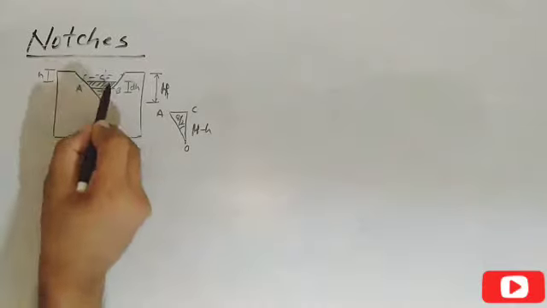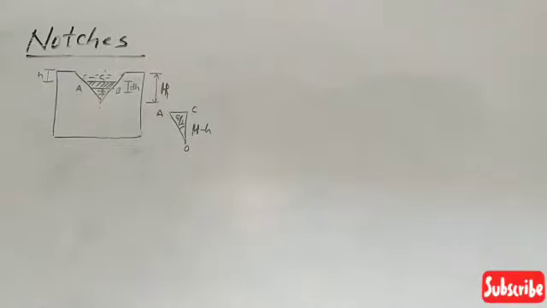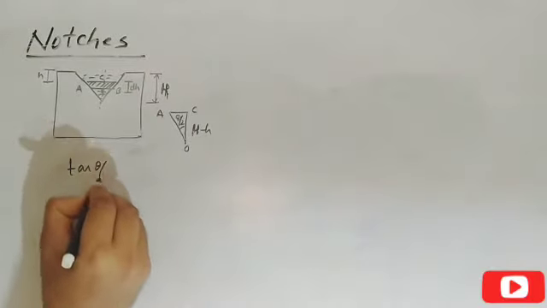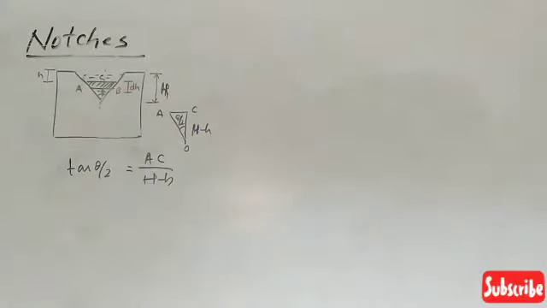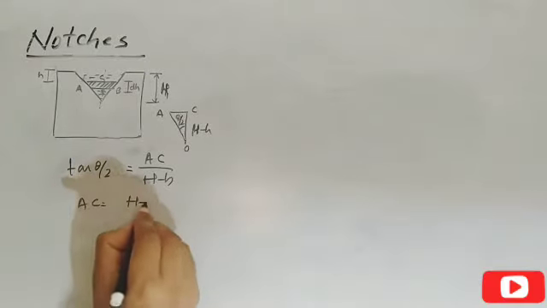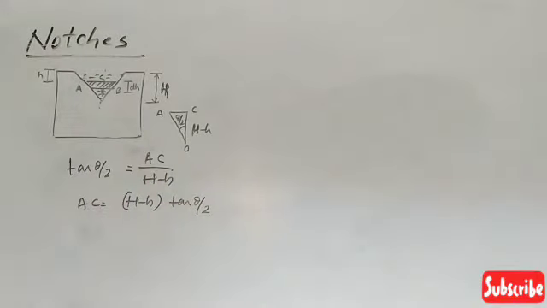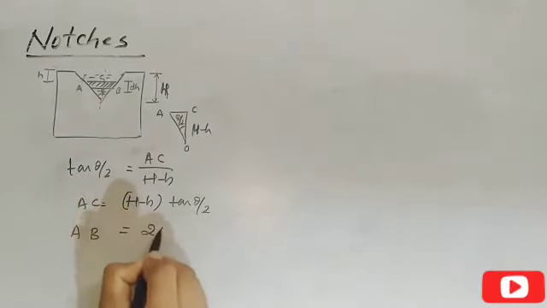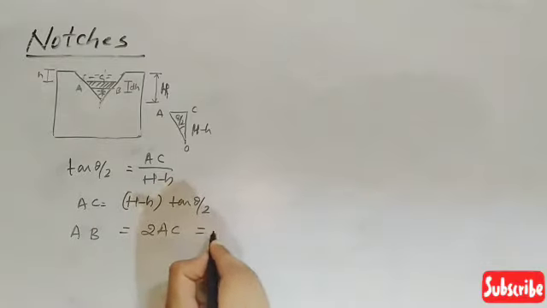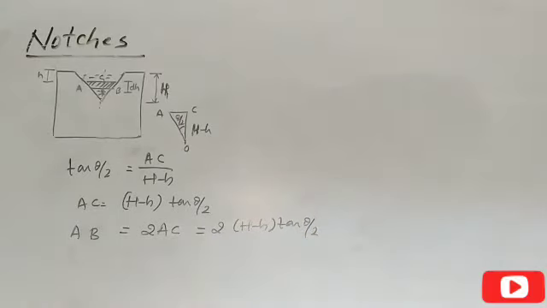Now consider a horizontal strip of thickness dh at height h from the free surface of water. Now from the figure, I can write tan theta by 2 equals AC divided by (H minus h). Therefore AC will become (H minus h) into tan theta by 2. So this is the half section. Therefore the total length of this elemental strip is AB, and AB equals 2 times AC, which will be 2 into (H minus h) tan theta by 2. So this is the total length of that strip.